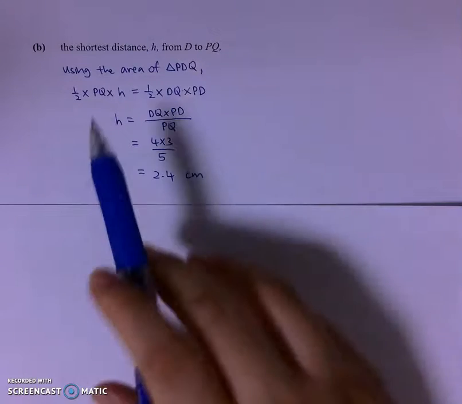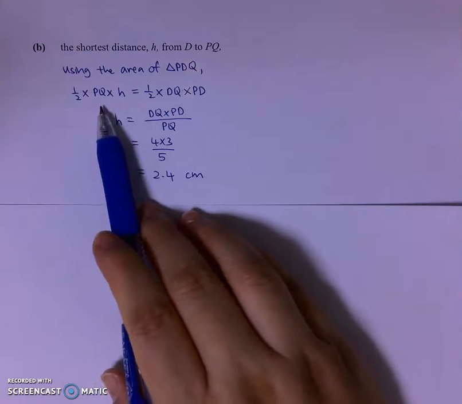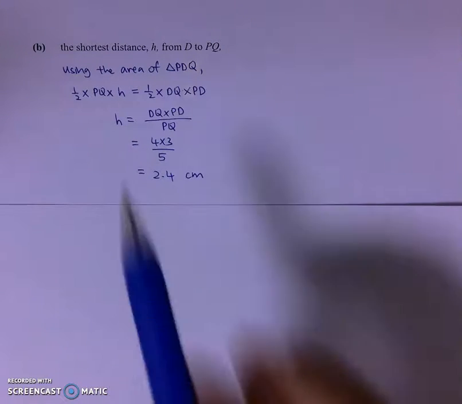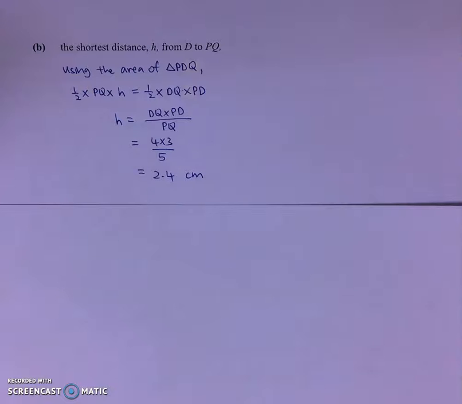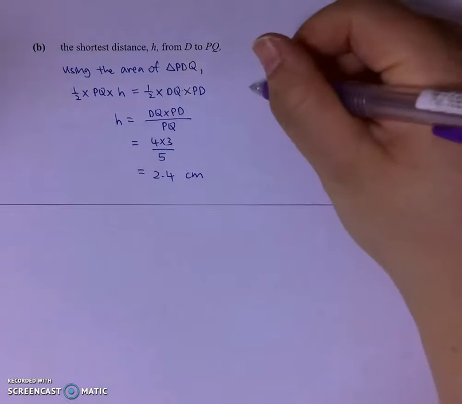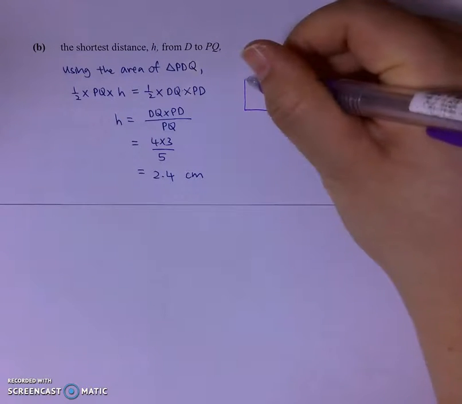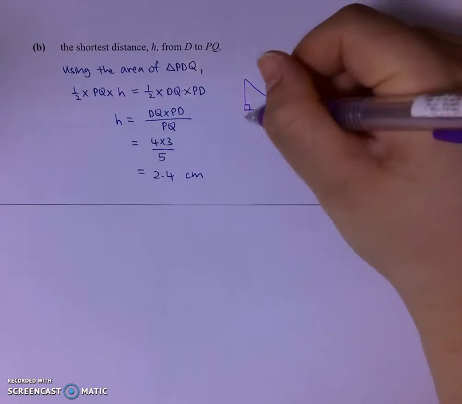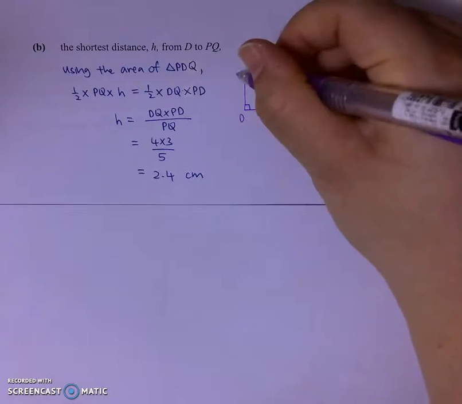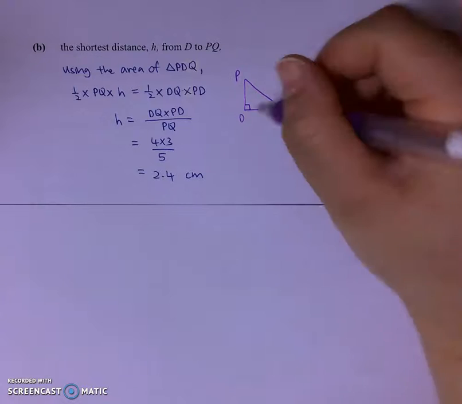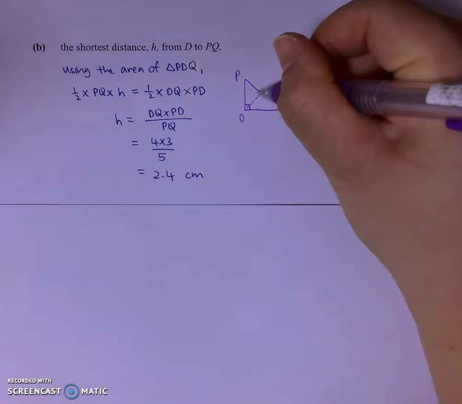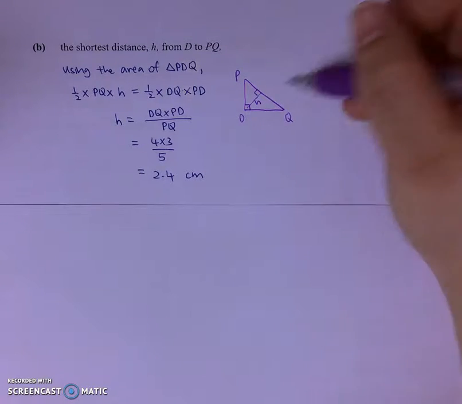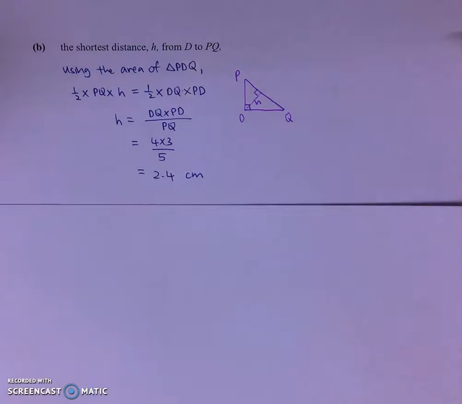So I write it clearly. Half times the length of PQ times H equals half times the length of DQ times PD to help me find the length of H. You can actually draw a diagram to help you. Okay, so H is actually over here. And I know the length of the three sides of the triangle.